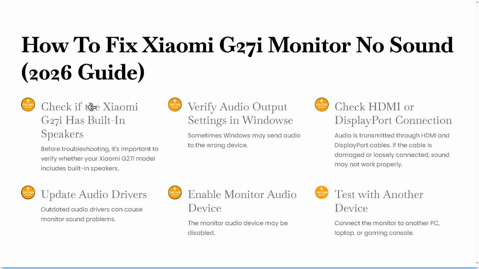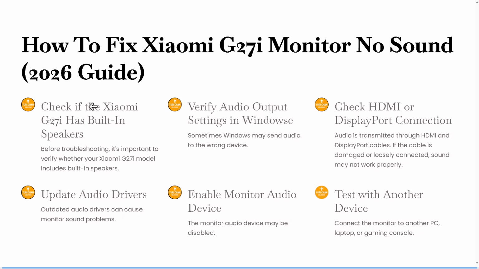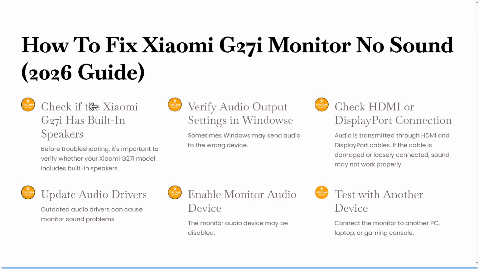If your Xiaomi G27i monitor has no sound, remember to confirm whether the monitor includes built-in speakers, then check your audio output settings, cables, drivers, and monitor configuration. In most cases, selecting the correct audio device or updating drivers resolves the issue. If none of these solutions work, consider testing external speakers or contacting Xiaomi support for further assistance.